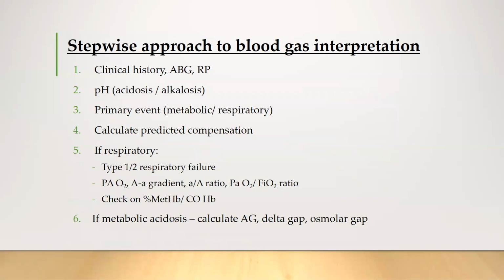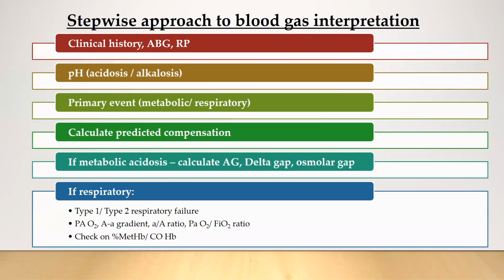Hi, I'm Ho. I'm going to talk about a stepwise approach to blood gas interpretation, as well as a small talk on the oxygenation part. When we look at the ABG, first we should know a bit about the clinical history of the patient, then we look at the ABG as well as the RP. First we look at the pH, decide if it is acidosis or alkalosis, then look at the primary event, decide metabolic or respiratory, and then check on the compensations. So this was the same.